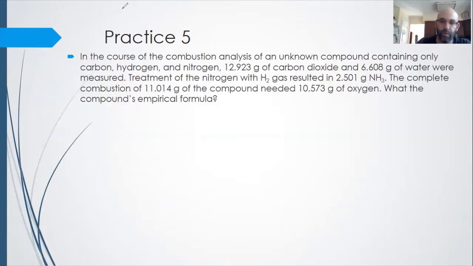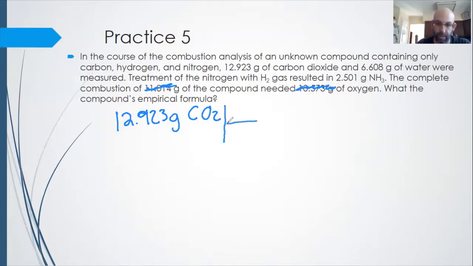So first off, we don't need this for this problem, and we don't need this. While true and probably useful at some point, not for this question. So let's not even bother with that. All we're going to do is take each amount we're given. So we have 12.923 grams of CO2. And we want to find out, okay, from this 12.923 grams of CO2, how many moles of just carbon were there? So how do we do that?